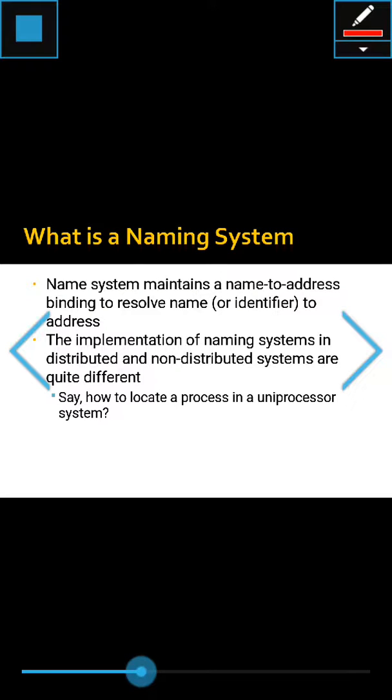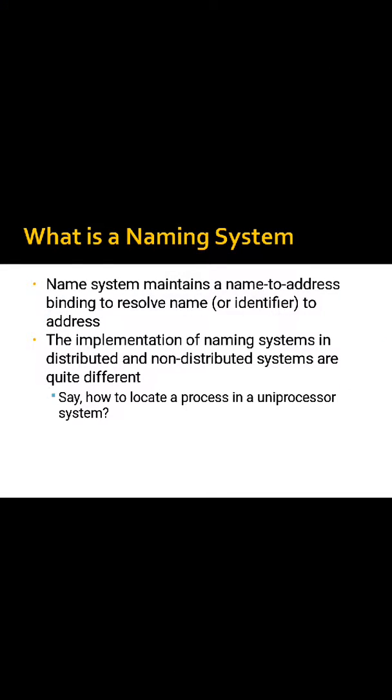What is a naming system? In distributed databases, a naming system maintains a name to address binding to resolve a name or identifier to an address. A naming system maintains a collection of data that can be used to uniquely identify an entity. The implementation of naming systems in distributed and non-distributed systems is quite different.